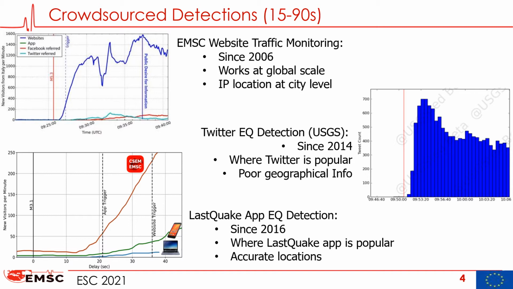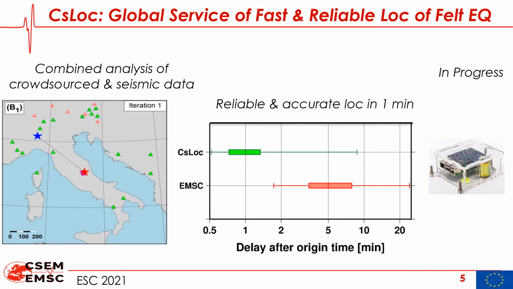We have two other crowdsourced detection methods, which is the one developed by USGS, monitoring the number of tweets on Twitter. So when people, for example in California, say, "Oh my God, earthquake," you have the curve here. And on the top, this is the monitoring of the traffic on our website. But basically, you can detect an earthquake with no seismic data and faster than the vast majority of seismic networks. But it is not the only benefit.